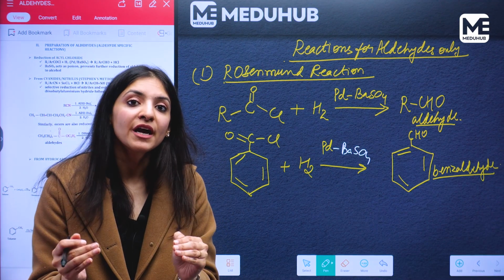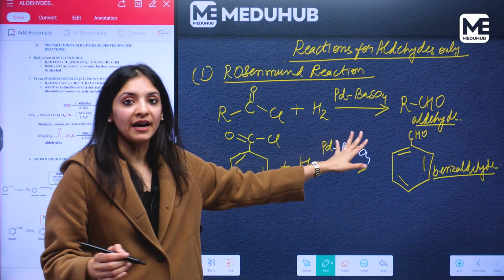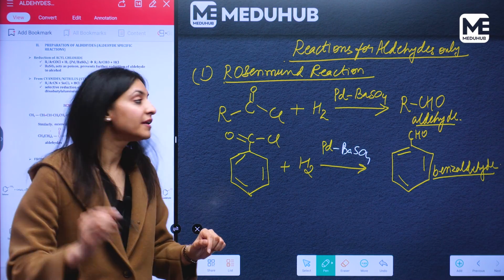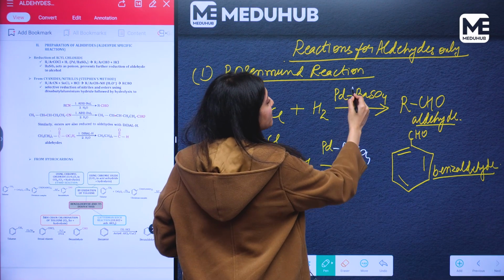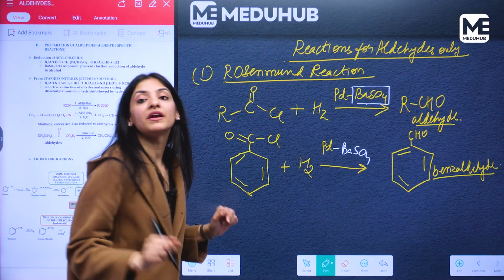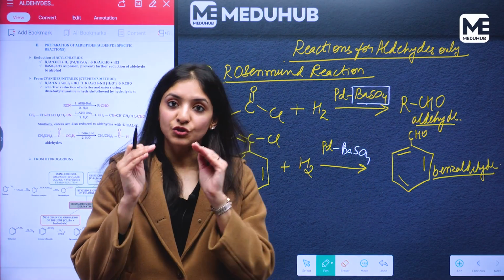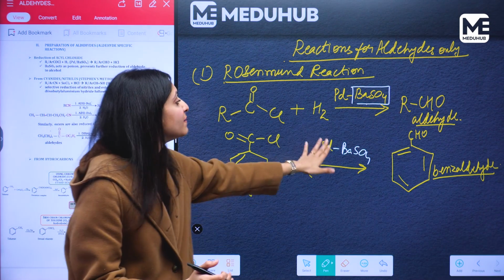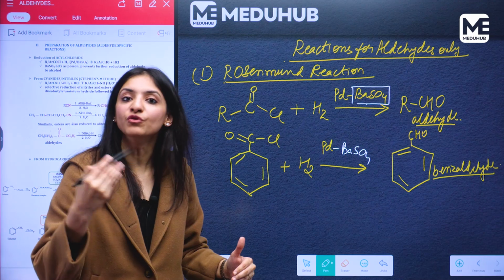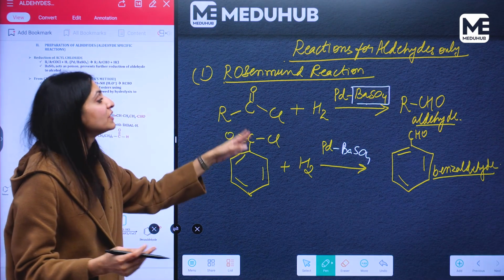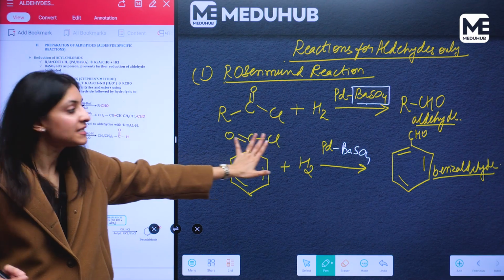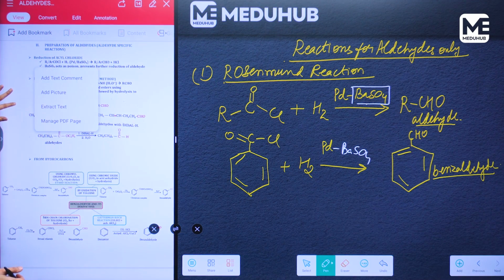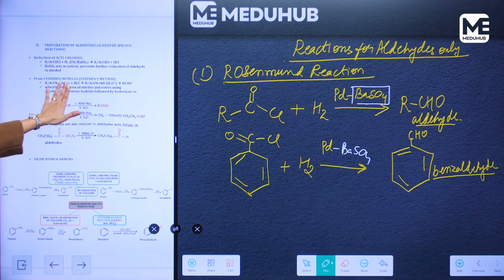How do we stop the reaction so that we only get the aldehyde and it does not proceed further to give us an alcohol? For that particular reason, we use barium sulfate. Barium sulfate acts as a poison to this palladium catalyst so that the reaction stops at the intermediate aldehyde stage and does not move further. So this is the purpose of using a palladium barium sulfate catalyst here. This is the Rosenmund reduction.